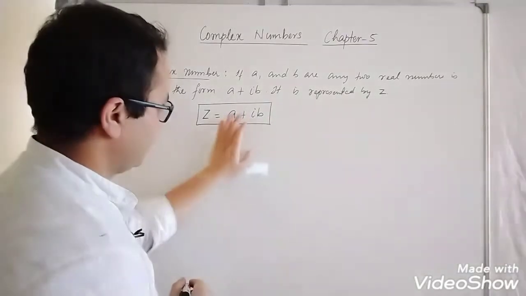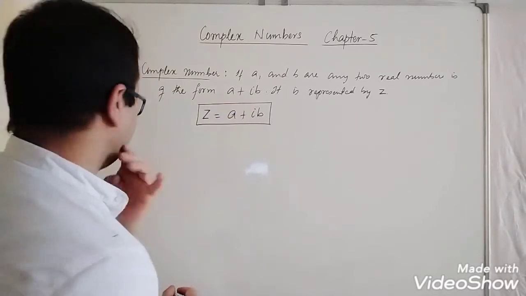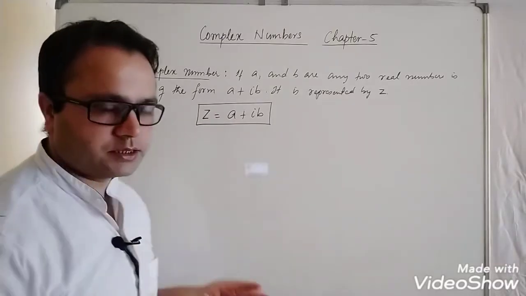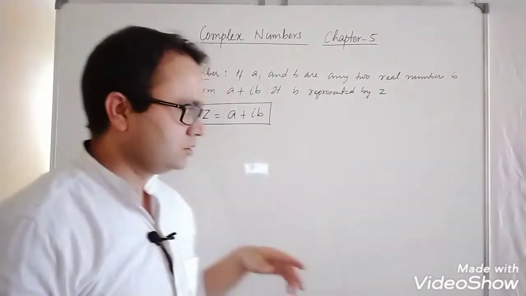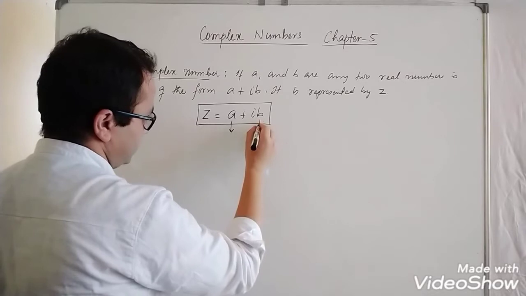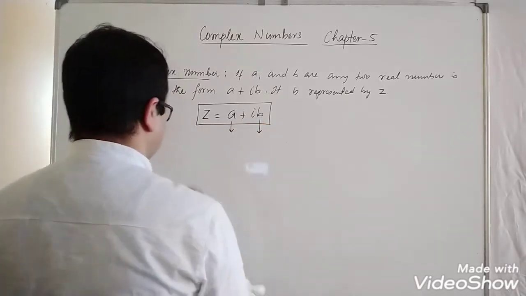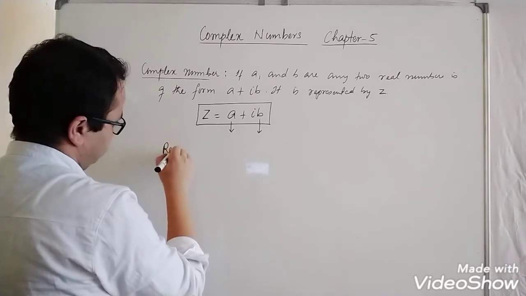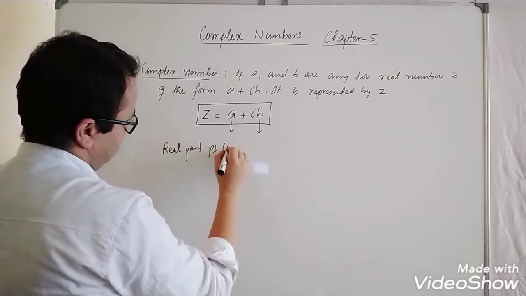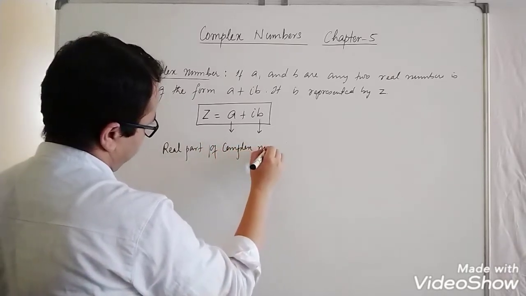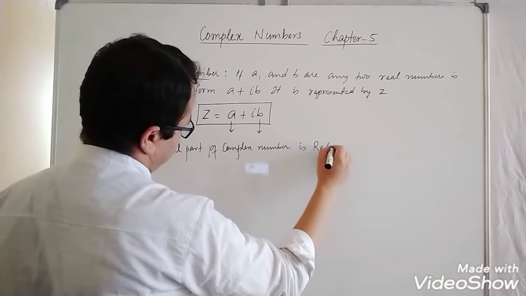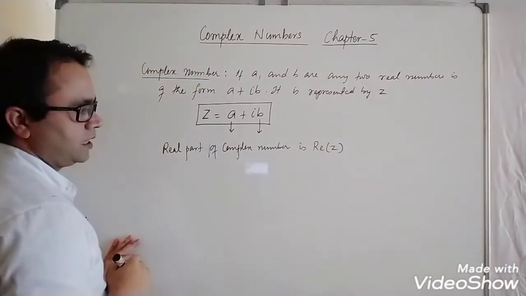So what is a, what is b, and what is i? In a complex number there are two parts: one is a real part and another is an imaginary part. The real part is a, and b is the imaginary part. The real part of a complex number is represented by Re z.